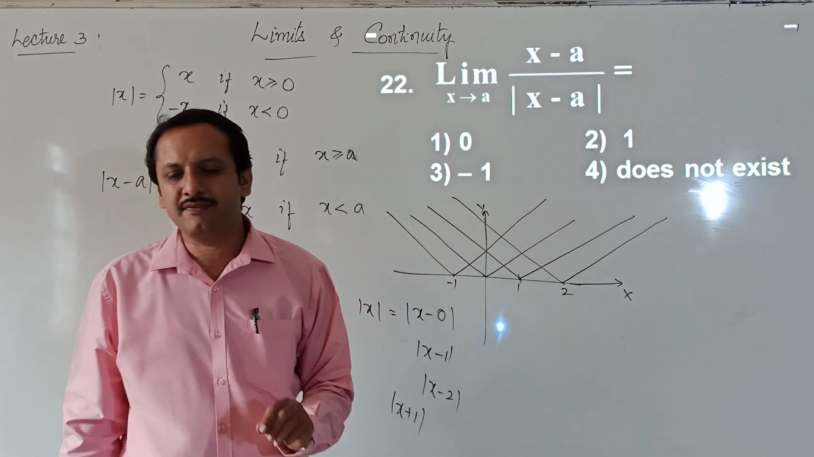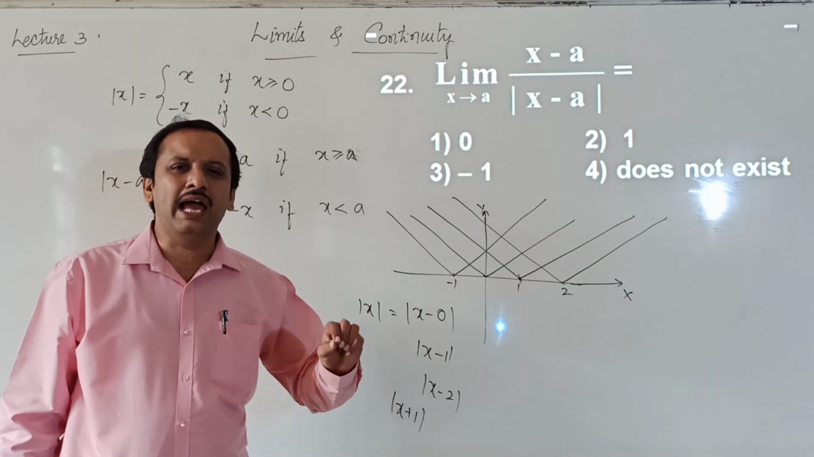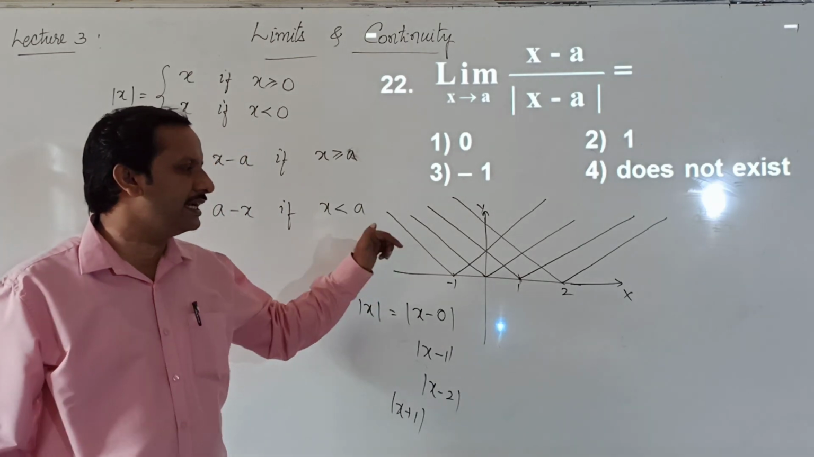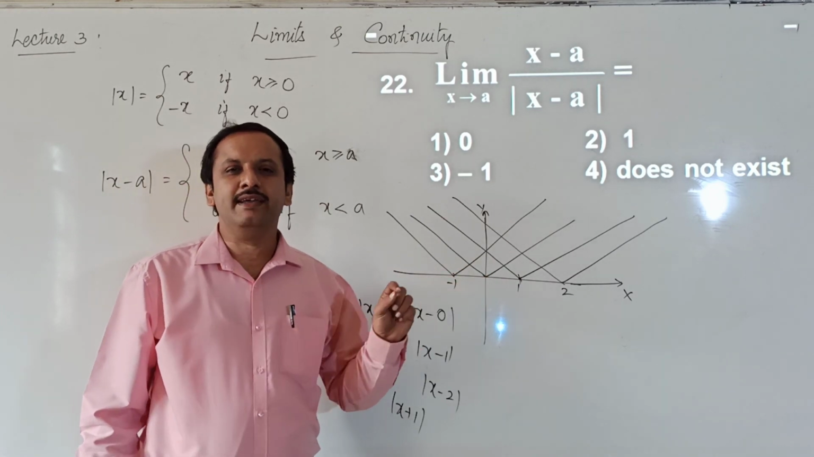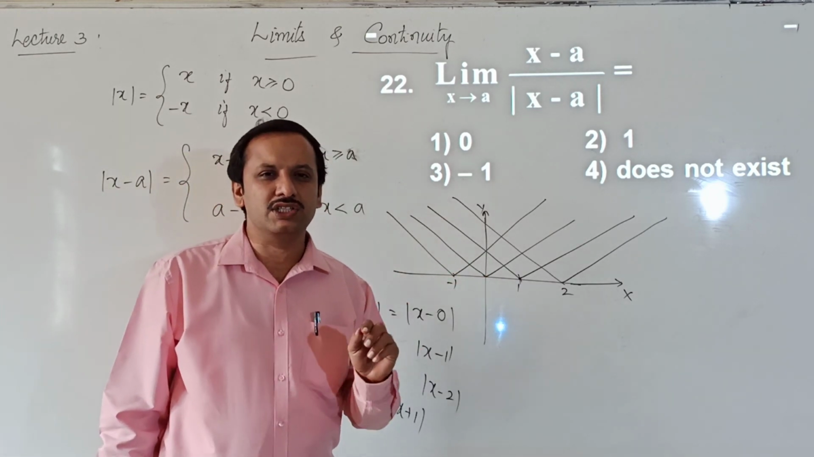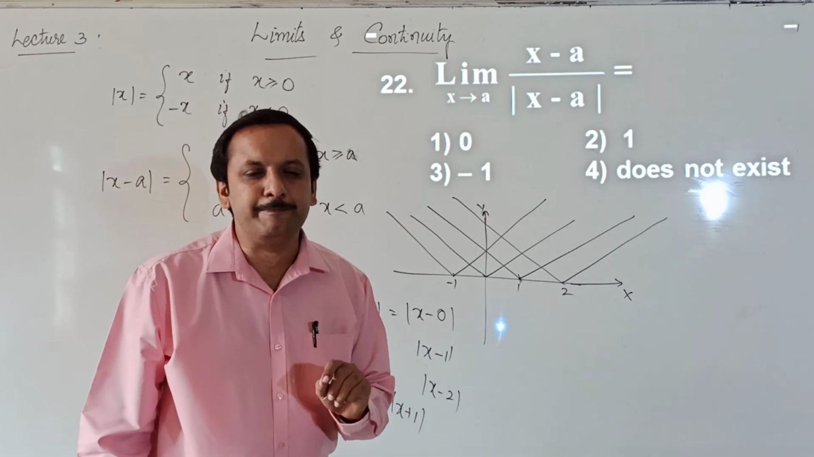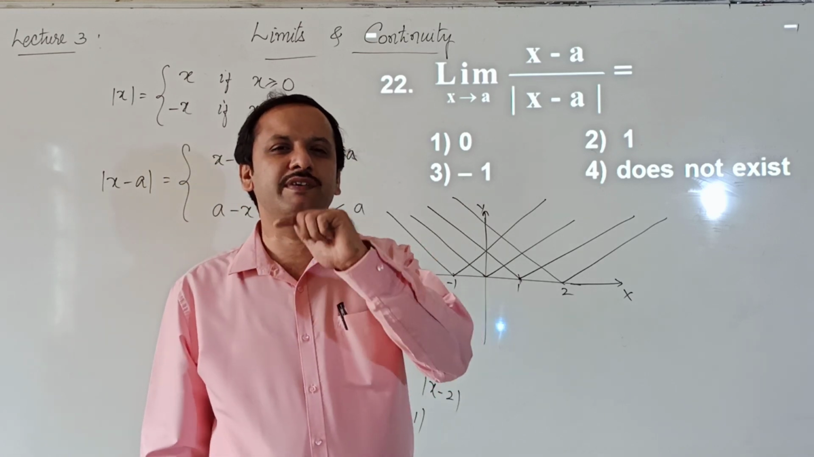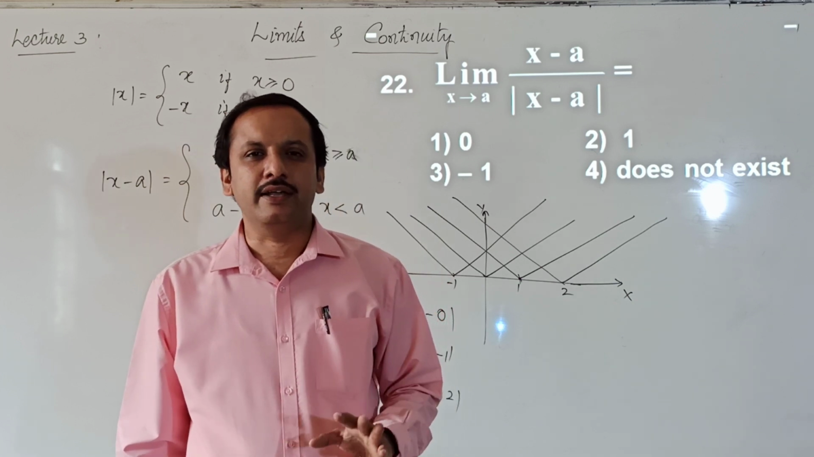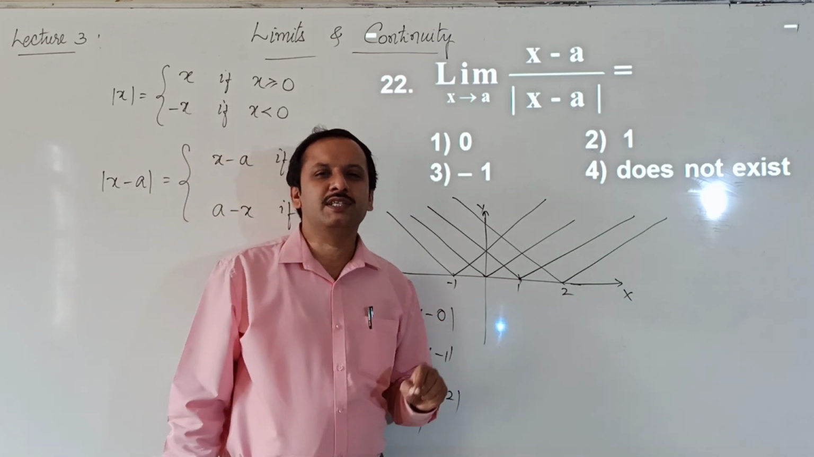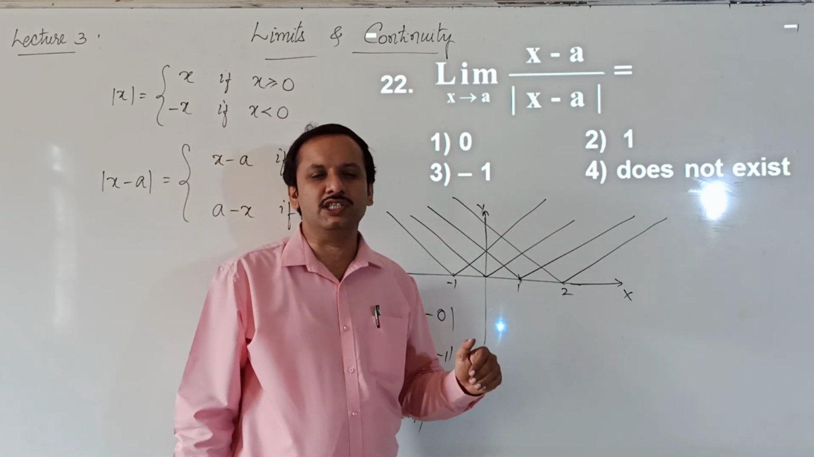Remember this graph. This function mod x minus a is continuous everywhere and not differentiable at a. Not differentiable at a point where it touches the x axis. Okay? Because at the x axis there is a sharp edge. By looking at the graph, we can identify whether a function is continuous or not, and we can also identify whether a function is differentiable or not. To check continuity of a function at a particular point, we should see whether there is any break at that point. If there is no break, then the function is continuous. And to check whether it is differentiable or not, we must see whether there is any sharp edge. Wherever there is a sharp edge, at that point the function is not differentiable.